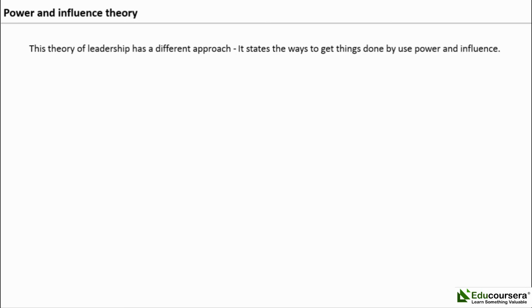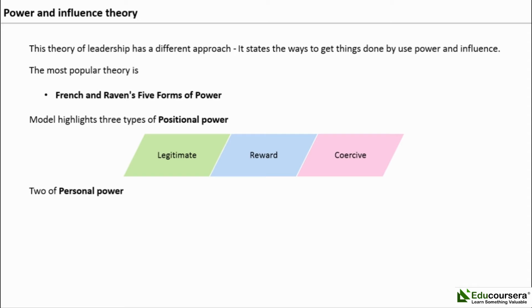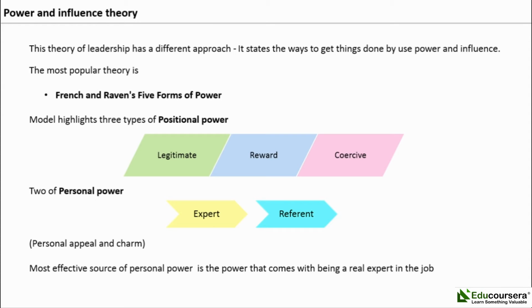Power and Influence Theory. This theory of leadership has a different approach: getting things done by use of power and influence. The most popular model of this theory is French and Raven's five forms of power. The model highlights three types of positional power: legitimate, reward, coercive. The two types of personal power: expert, and referent, which is personal appeal and charm. The most effective source of personal power is the power that comes with being a real expert at one's job.